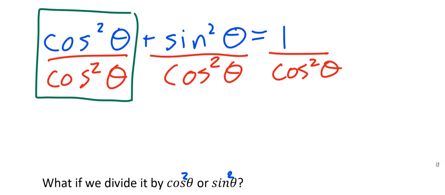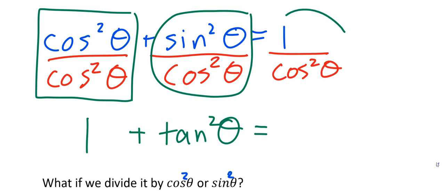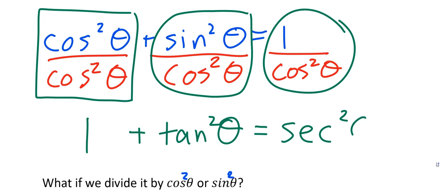What do you get here? What's cosine squared theta over cosine squared theta? 1, plus, what's this thing? Nice. Tangent squared theta, right? That's sine over cosine. What's on the other side? What's 1 over cosine squared theta? Secant squared theta.